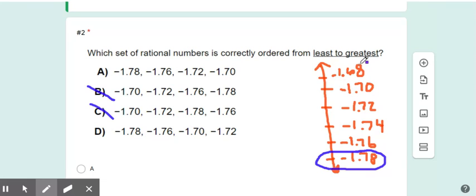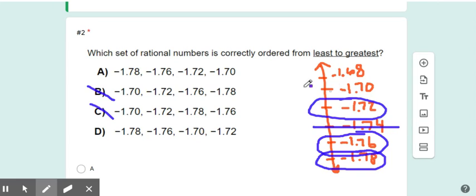Okay, now what's the next smallest number? The next smallest number is negative 1.76. Okay, so those are still in contention, A and D. The next smallest number would be negative 1.74. I don't see that number in the list. So the next smallest number is negative 1.72.